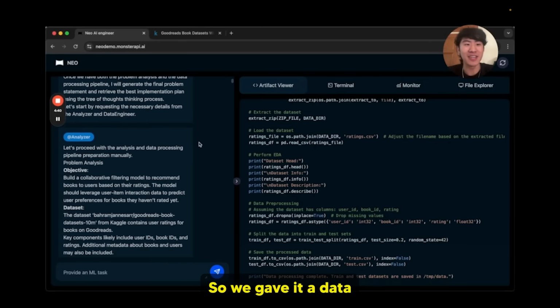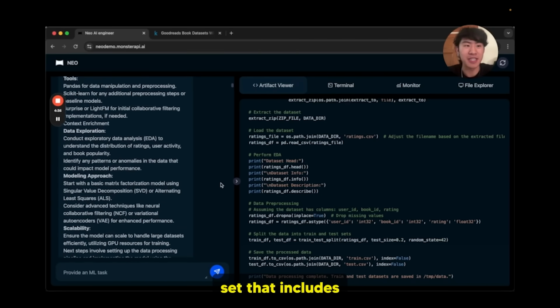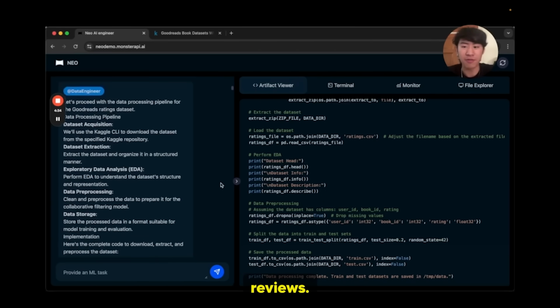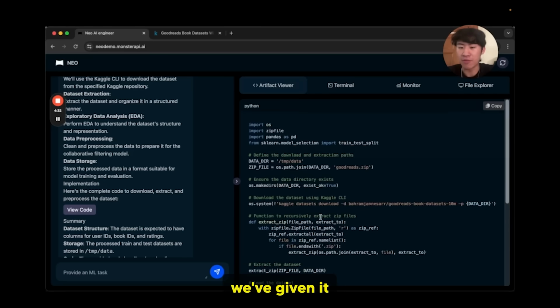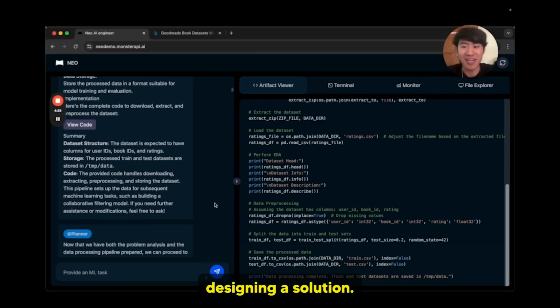So we gave it a data set of book reviews from Goodreads. And this is a data set that includes both quantitative and qualitative reviews. And after we've given it the challenge, it starts to understand what the requirements are. It gets straight to work designing a solution.